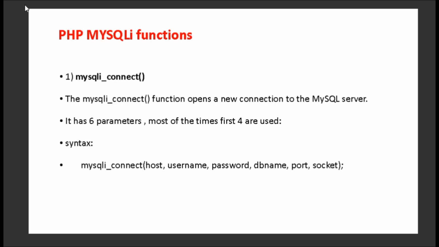Now we'll move to the PHP MySQLi functions. First one is mysqli_connect. The mysqli_connect function opens a new connection to the MySQL server. It has 6 parameters, and most of the time the first 4 are used. The syntax for mysqli_connect is: host, username, password, database name, port, and socket. Now we will see the example.